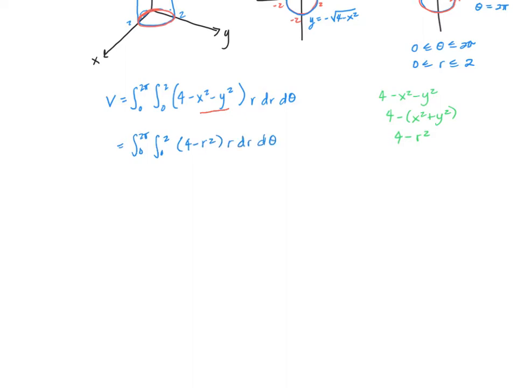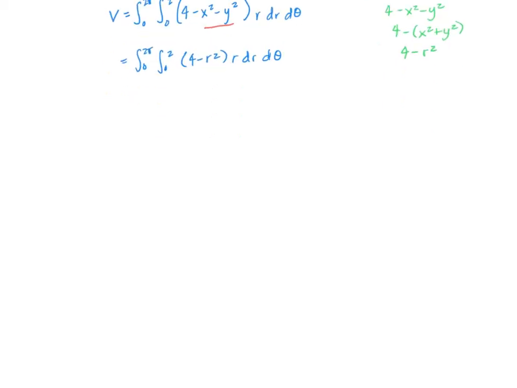And the first thing I'm going to do is get rid of the parentheses, distribute the r, and then I'm going to integrate with respect to r. It's 4r minus r cubed dr d theta. And the 4r becomes 4r squared over 2, or 2r squared. So this is the integral from 0 to 2 pi of 2r squared minus r to the 4 over 4, integrating from 0 to 2, d theta.